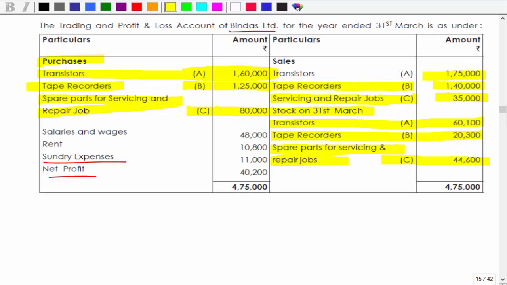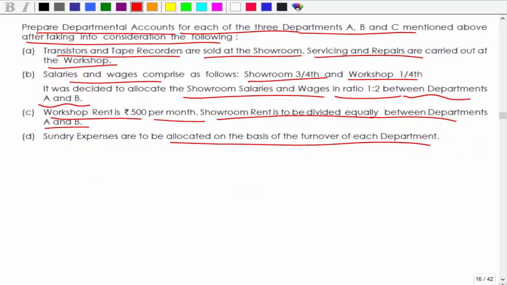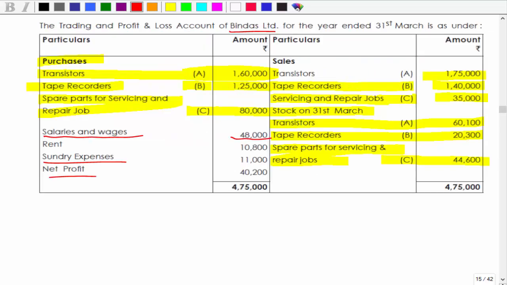Then we have some items which have to be apportioned. To start with, salaries and wages. So what information do you have regarding salaries and wages? Salaries and wages is 48,000. The question says salaries and wages comprise as follows: showroom 3/4 and workshop 1/4. The amount we have is 48,000.